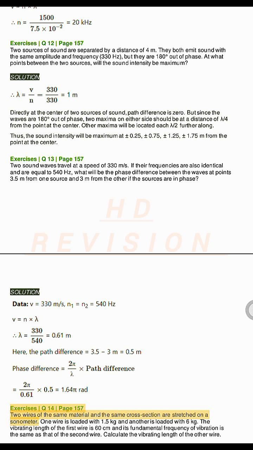Exercises, Q14, page 157. Two wires of the same material and the same cross-section are stretched on a sonometer. One wire is loaded with 1.5 kilograms and another is loaded with 6 kilograms. The vibrating length of the first wire is 60 centimeters and its fundamental frequency of vibration is the same as that of the second wire.